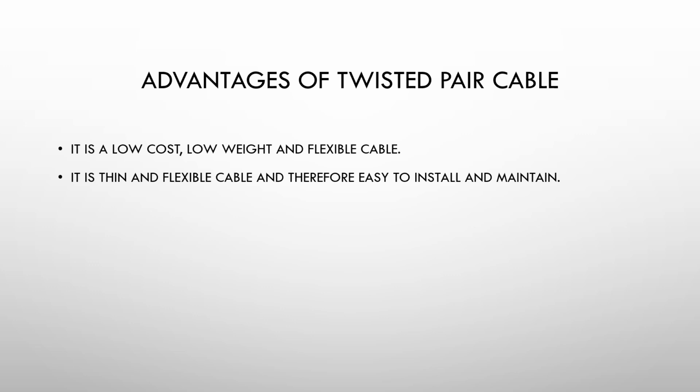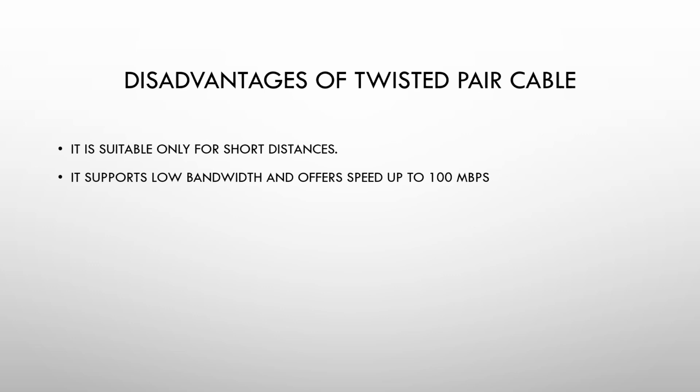Advantages of twisted pair cable. It is a low cost, low weight and flexible cable. It is thin and flexible and therefore easy to install and maintain. Disadvantages of twisted pair cable. It is suitable only for short distances. It supports low bandwidth and offers speed up to 100 Mbps. Because of the low bandwidth, the speed will be reduced.